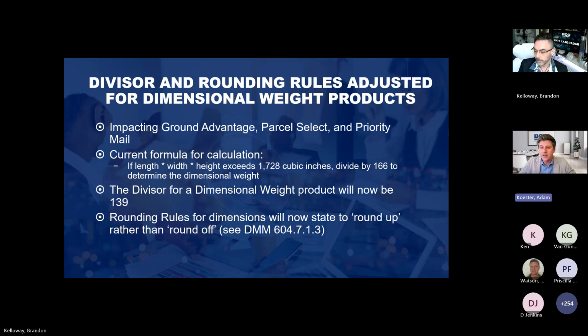So today, if you're under 0.5 inches, you would round down to the nearest inch. And if you're above the 0.5, you would round up to the nearest inch. From now on, if you're 4.1 inches, you'll round up, and everything in between. If you want to see those rules, the post office has all those defined on how you do those roundings. And we're moving from that round off to that round up rule, which can be found in the DMM at 604.